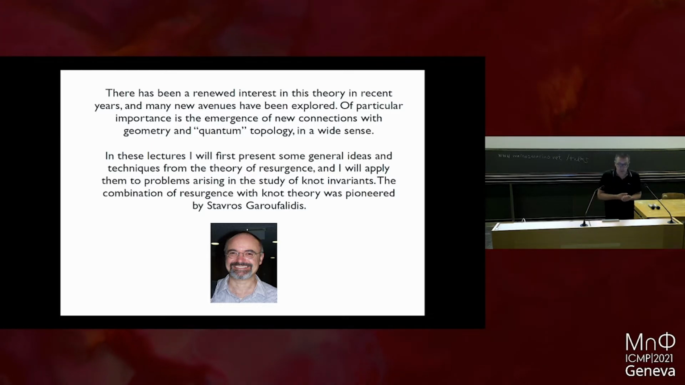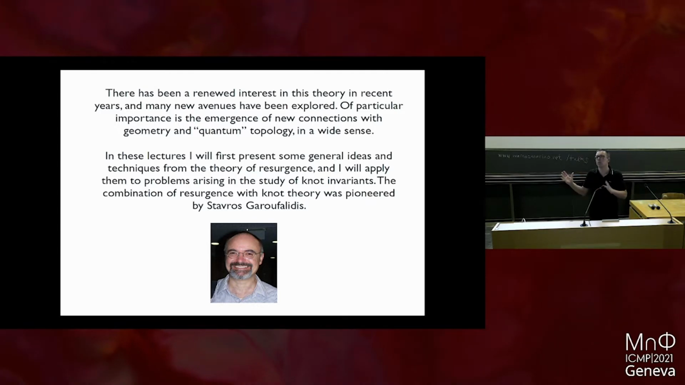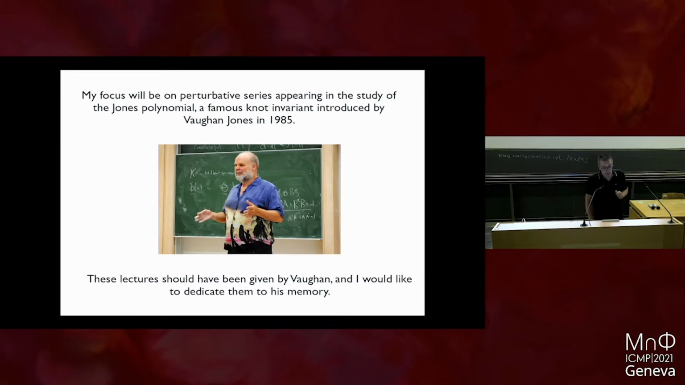Now, in these lectures, as I said, I will present first some general ideas of the theory of resurgence, and then I will apply them to problems arising in the study of knot invariants. And I want to mention that this combination of the theory of resurgence with knot theory was actually pioneered by my friend and collaborator Stavros Garoufalidis. And I will actually focus in the second part of my talk on a perturbative series that appears when you consider the Jones polynomial. So the Jones polynomial is a famous invariant of knots, which was introduced by Vaughan Jones in 1985.